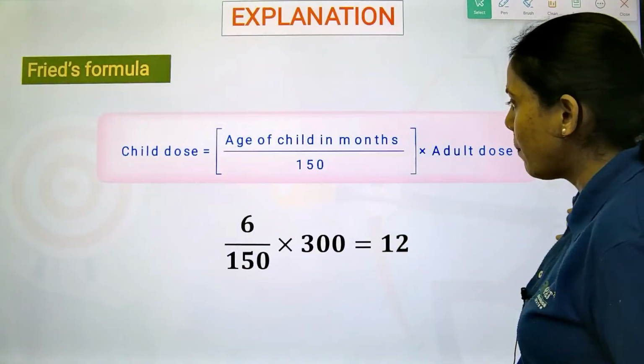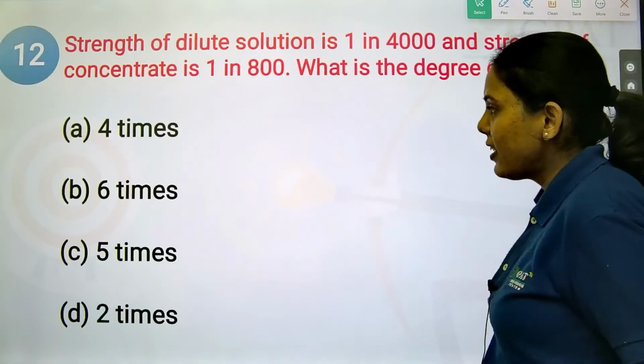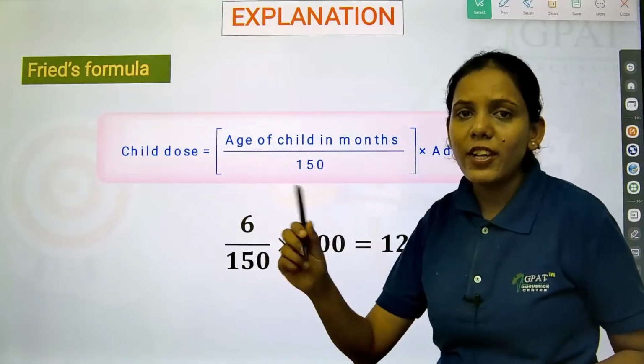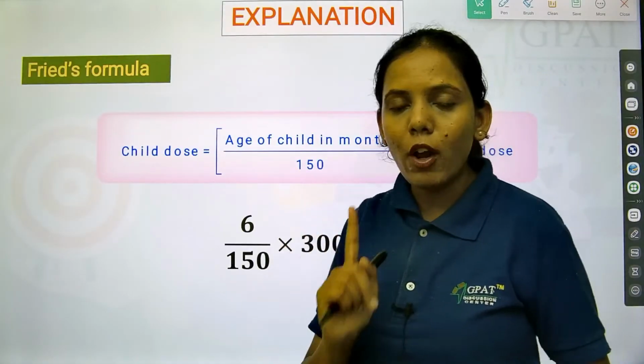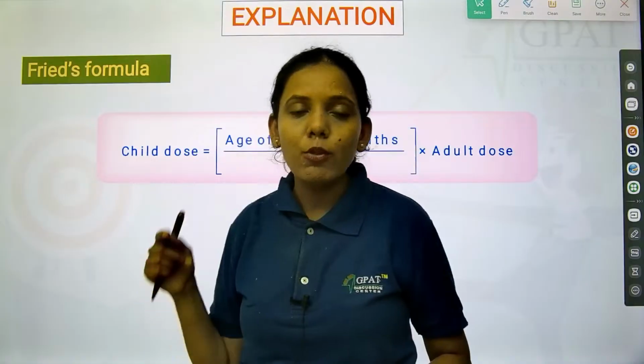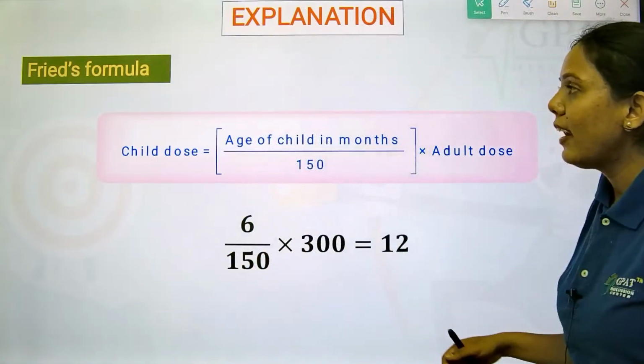Very good, Sushil, GPAT aspirants. So this is the formula. Remember, age of child when it is given in months. This is the only formula where age is given in months and you are using this formula. Very good. The next question.